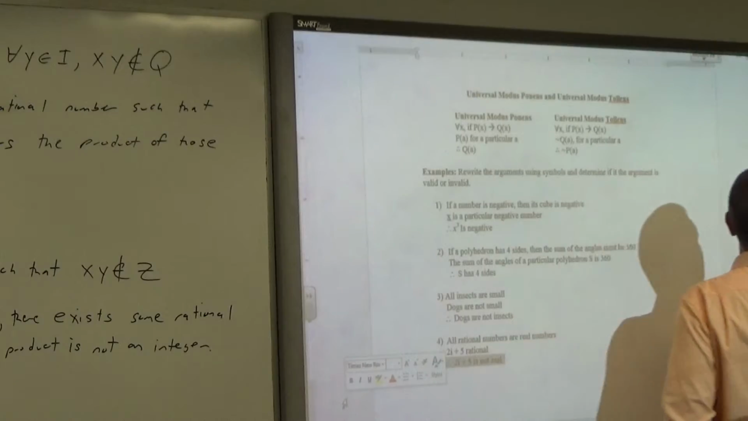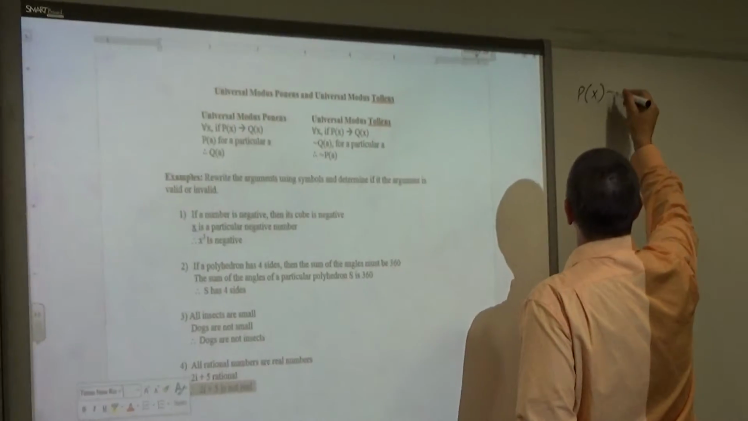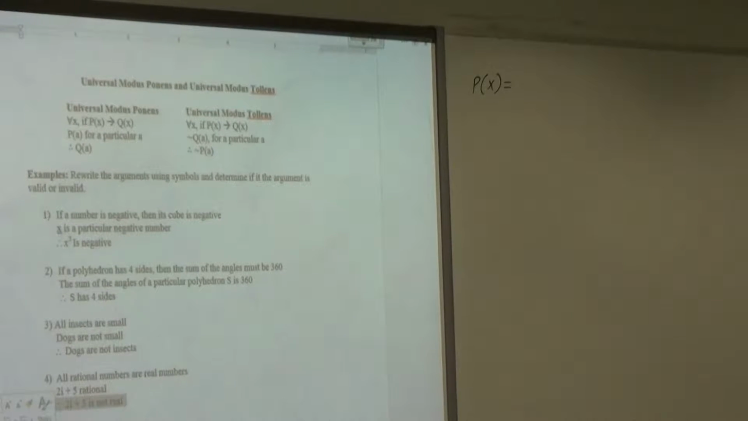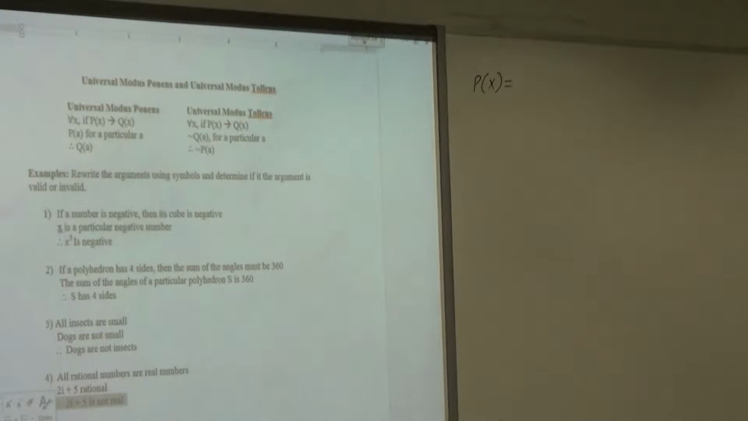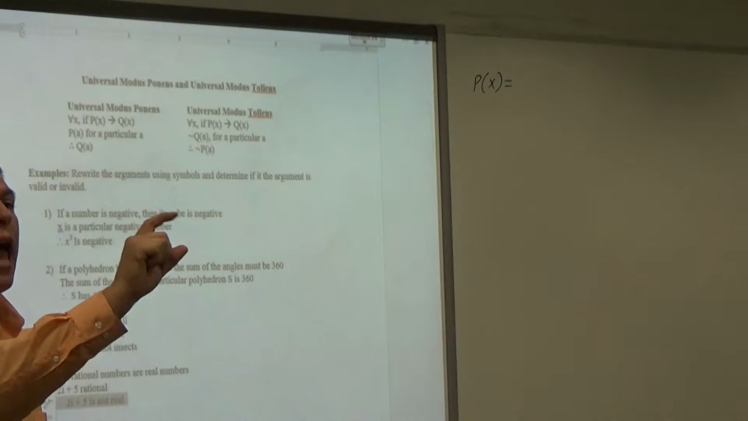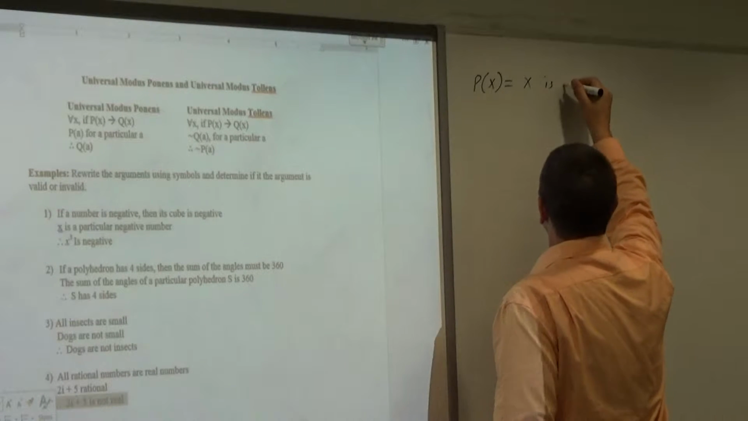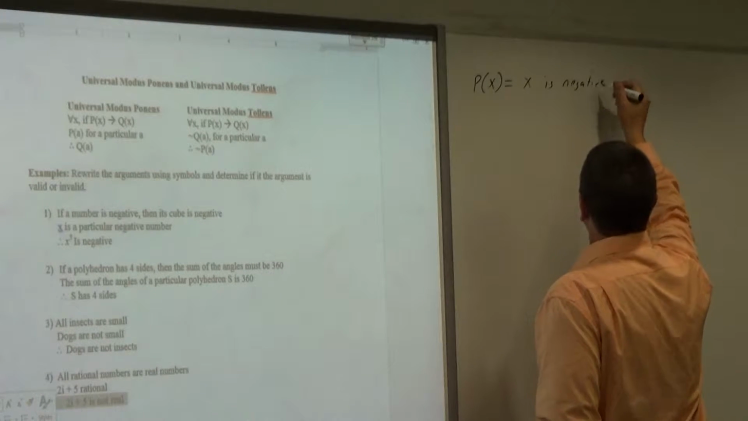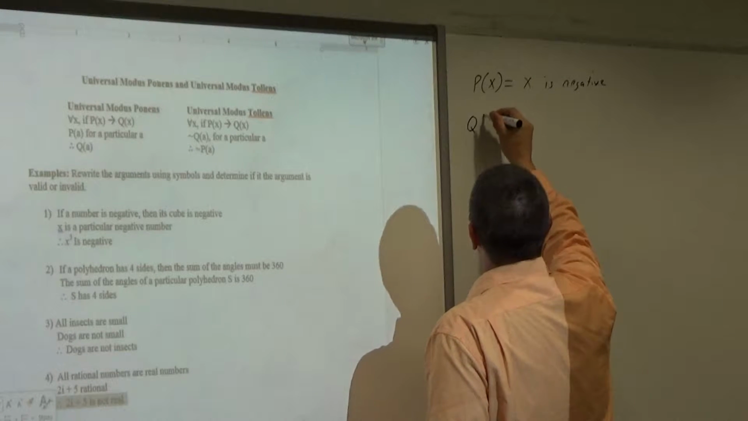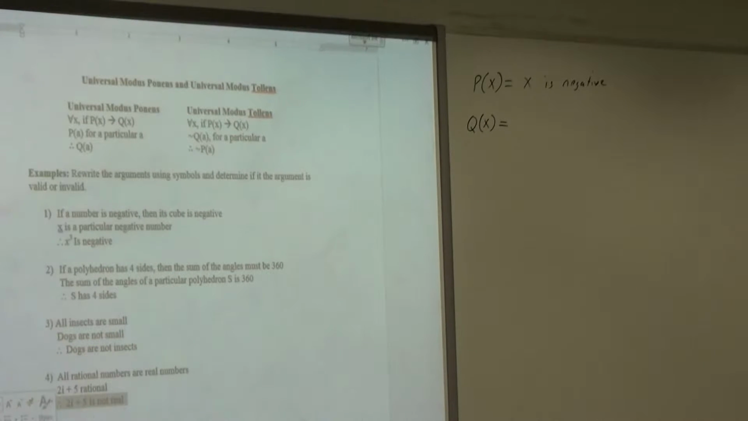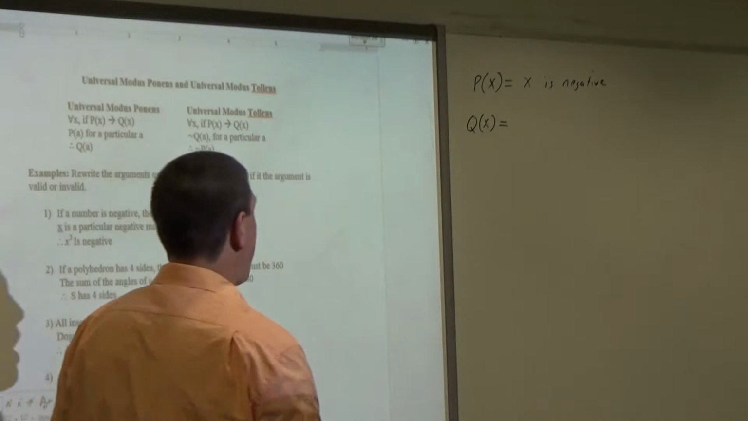So our predicate, let's call one of our predicates P of X. What would P of X be equal to? You have to be careful. X is a negative number. So we would say X is negative, since we're defining P of X to be an X. Then we also have a second predicate, which is Q of X. How might we define Q of X in this instance? X cubed is going to be negative. Good. So the cube of that number, we can say X cubed.